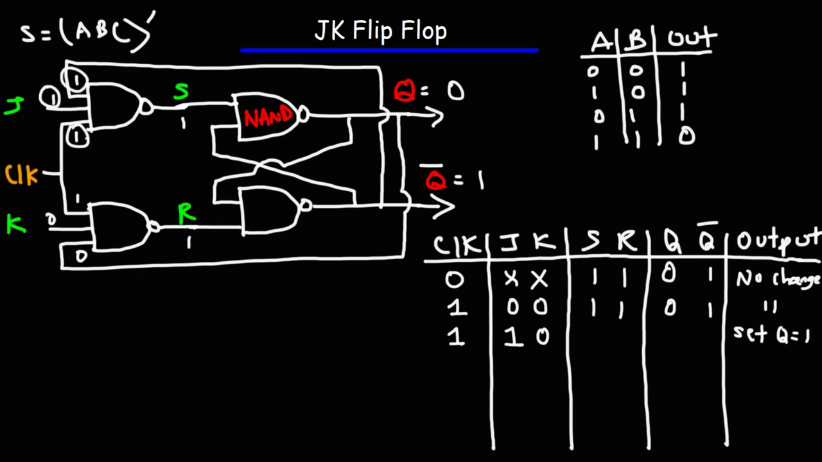Now we have 3 1s at the top NAND gate. 3 1s will change S to 0. So now the output is going to change. Q is 0. That means this input will be 0. A 0 and a 1 is going to give us an output of 1. So this is 1. A 0 and 1 will give us an output of 1. So Q has now changed from 0 to 1.